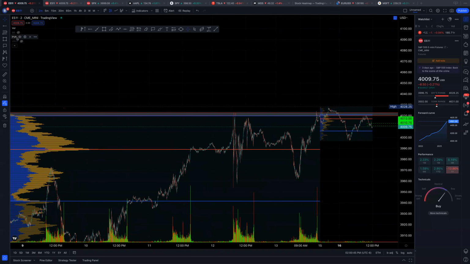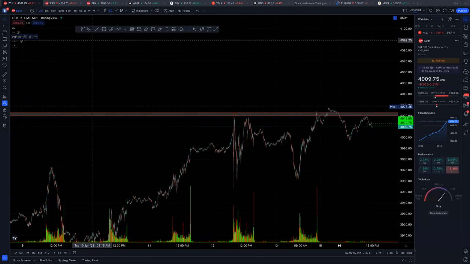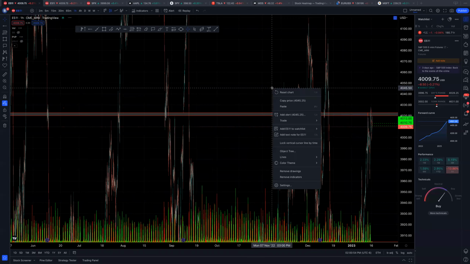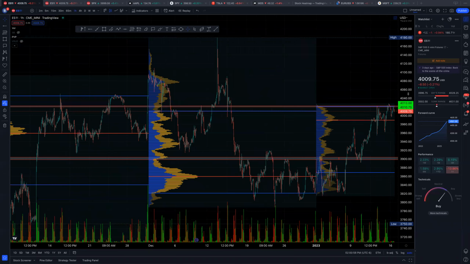So don't go just based on one volume profile. It's best if you use multiple volume profiles. Like, let's go to the monthly.